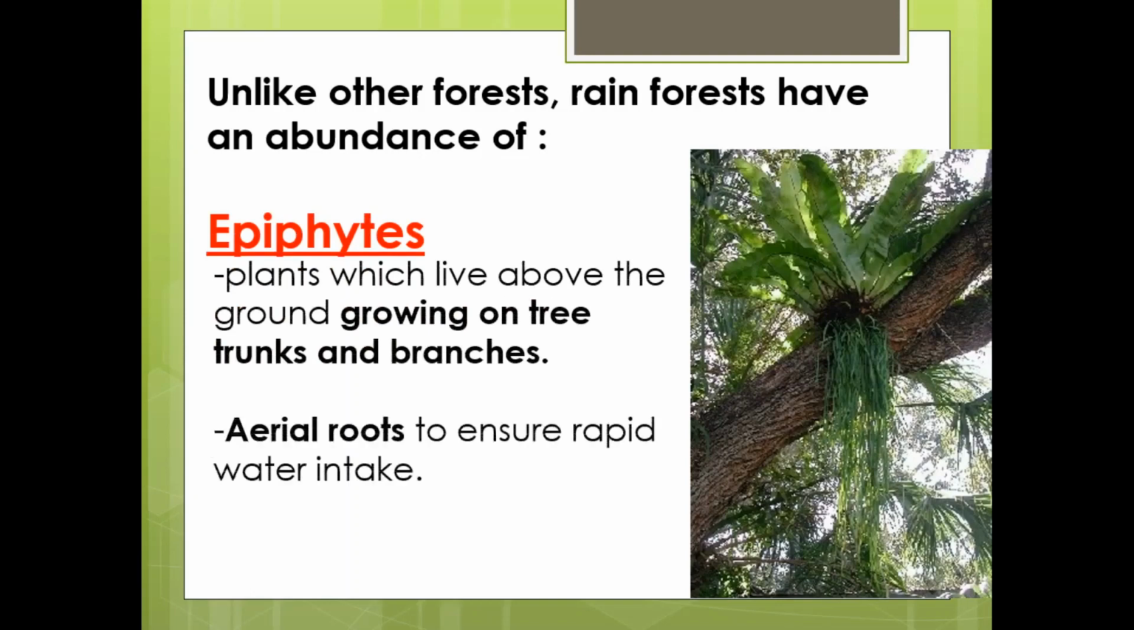Now, because of the circumstances that the forest is in, the top layer gets the most sunlight, but that doesn't mean that other plants don't grow well. In fact, these other plants on the lower layers adapt to the fact that they don't get the sunlight. What they do is they actually live on other plants. So there are a lot of epiphytes, which are plants which live above the ground, and they grow on trunks and the branches of other plants.